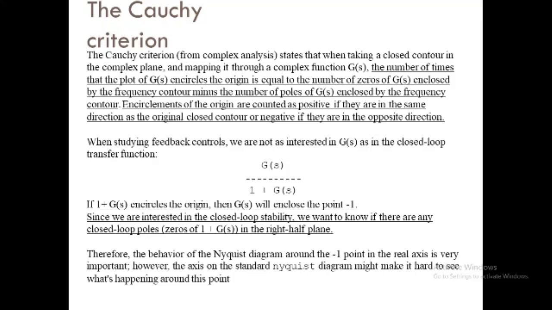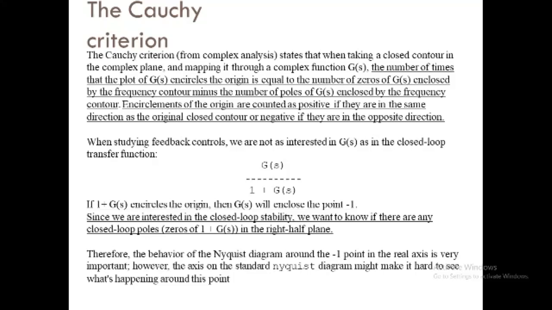Now, Cauchy's criterion. Cauchy's criterion states that when taking a closed contour in a complex plane and mapping it through a complex function, that is G(s), the number of times that the plot of G(s) encircles the origin is equal to the number of zeros of G(s) enclosed by the frequency contour minus the number of poles of G(s) enclosed by the frequency contour. These encirclements of the origin are counted as positive if they are in the same direction as the original closed contour, or negative if they are in the opposite direction.